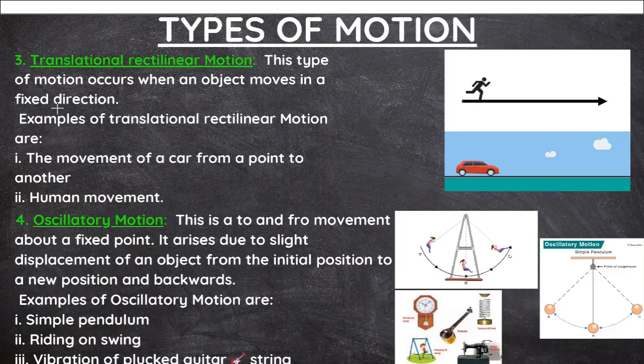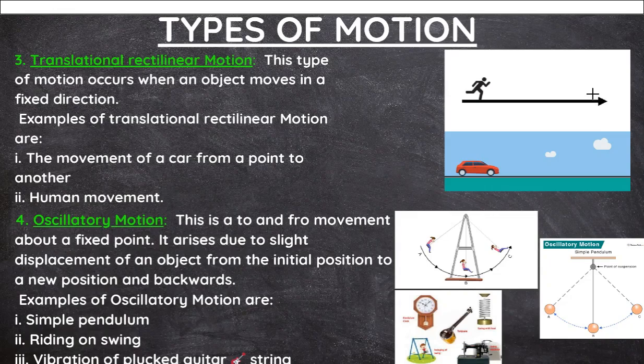Okay, good. The next one is translational rectilinear motion. Now this type of motion occurs when an object moves in a fixed direction. So if you notice an object or a body moving in a fixed direction, then that particular object is undergoing translational rectilinear motion. Examples are the movement of a car from one point to another. As you can see, this car is moving from one point to another, so it's going in a fixed direction. We also have human movement. So in this picture right here, this human being is moving in a fixed direction.